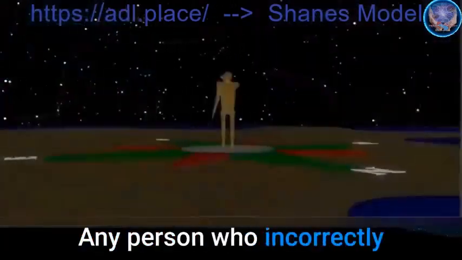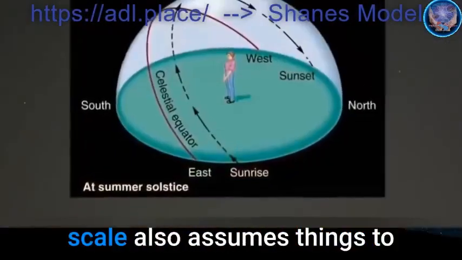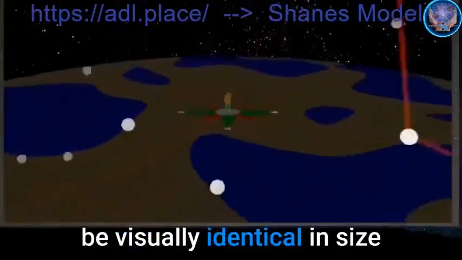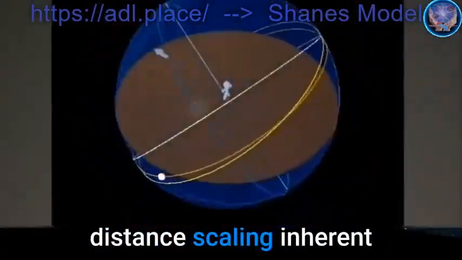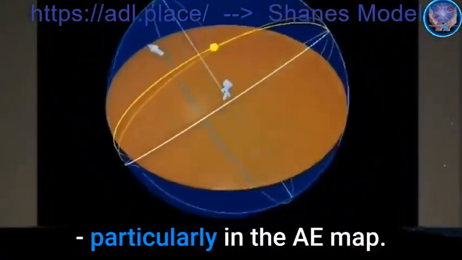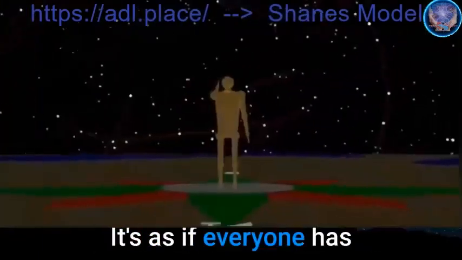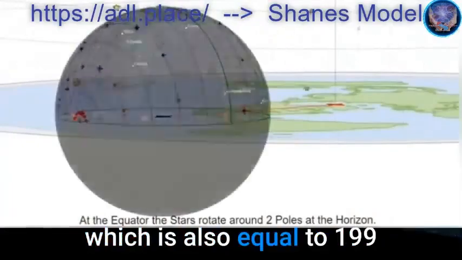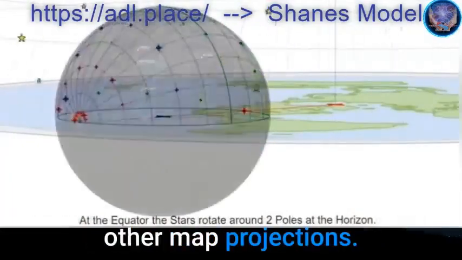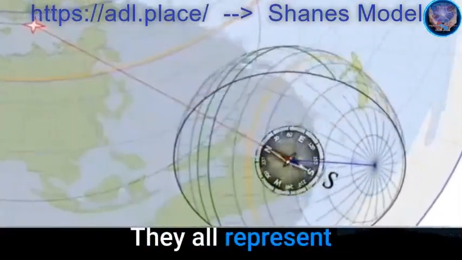Any person who incorrectly assumes a visual distance scale also assumes things to be visually identical in size and demonstrates a massive misunderstanding of proper distance scaling inherent in all map projections, particularly in the AE map. It's as if everyone has forgotten that the AE map is equal to the globe map, which is also equal to 199 other map projections. The choice of projection does not matter. They are all the same. They all represent the same distances.